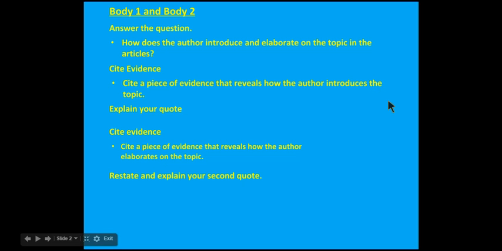Good. I need to cite a piece of evidence that reveals how the author elaborates on the topic this time. So my first quote is about how the topic is introduced. My second quote is about how the topic is elaborated on. After finding my evidence, I then restate and I explain my second quote. So I would wrap everything up, then I would also explain how my second quote shows how the topic is elaborated.